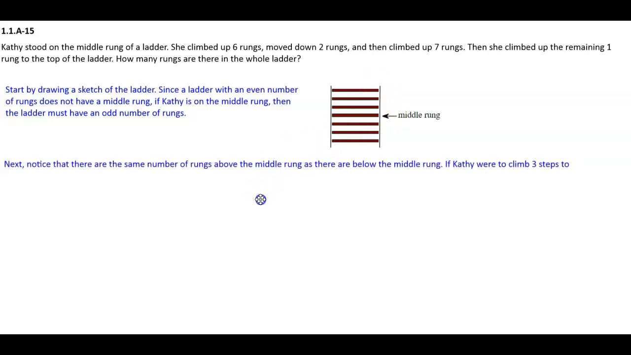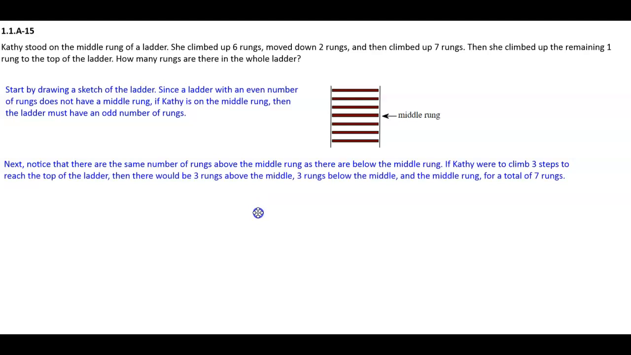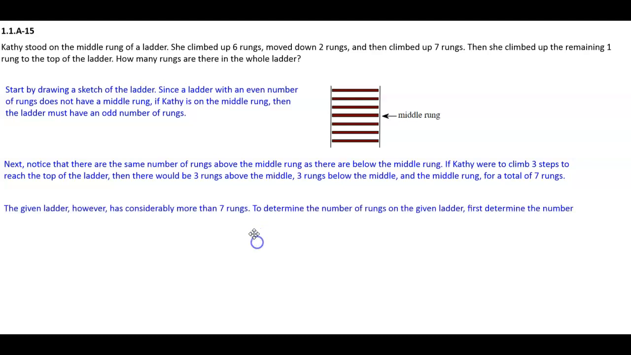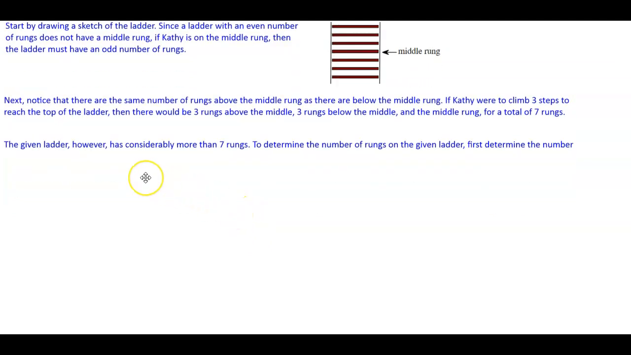Next, notice that there are the same number of rungs above the middle rung as there are below the middle rung. So if Kathy were to climb 3 steps to reach the top of the ladder, then there would be 3 rungs above the middle, 3 rungs below the middle, and the middle rung, for a total of 7 rungs. However, the given ladder has considerably more than 7 rungs.